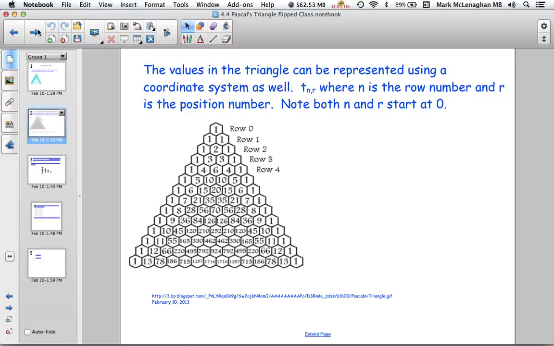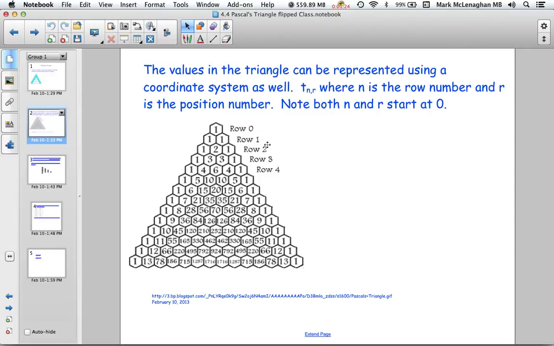Okay, so how does Pascal's triangle work? The values in Pascal's triangle start with 1, and then you go down to the next row. It starts with 1, ends with 1. So each row starts and ends with 1.